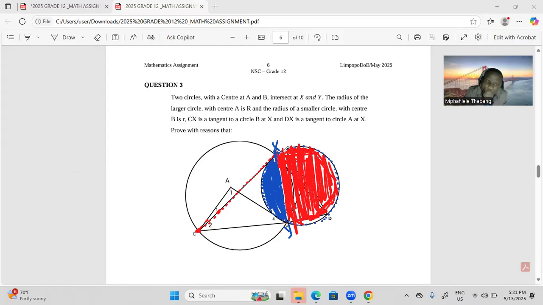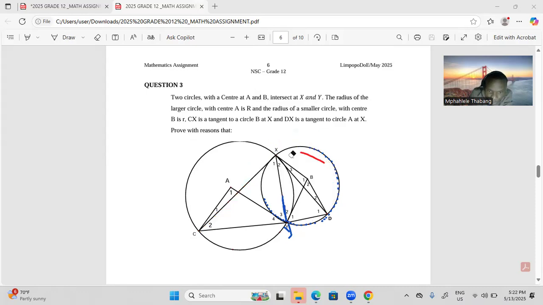And now if you check carefully, the angle between the tangent and the chord is in this segment. So the angle between the tangent and the chord is going to be equal to the angle in that red segment. So let me erase everything so that we can observe our information. So we said this line is tangent.